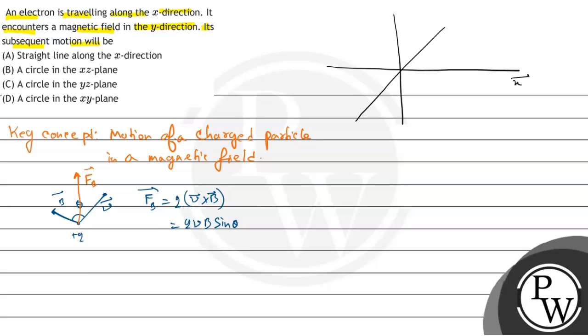So this is our x direction, this is our y, and this is the z axis, right? Now question में given है कि an electron is traveling along the x direction. So ये यहाँ पर let's say इलेक्ट्रॉन है जो कि x डायरेक्शन में जा रहा है. It encounters a magnetic field at y direction. So there is a magnetic field in the y direction. So the angle between them will be 90 degree.